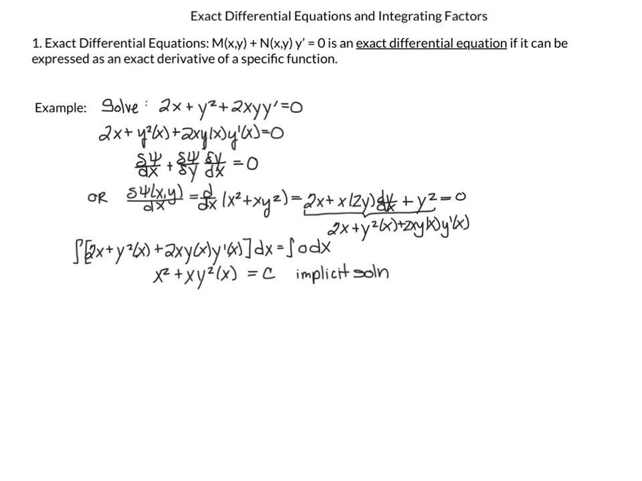And if I look at this, this is 2x, and then I have my y squared of x, and then I have my 2x here times y of x dy dx. So this here is exactly this equation here, which means my psi is equal to x squared plus y squared. So when I integrate both sides of the equation, I get psi is equal to, and when I integrate 0 dx, I just get c. So this is my implicit solution.